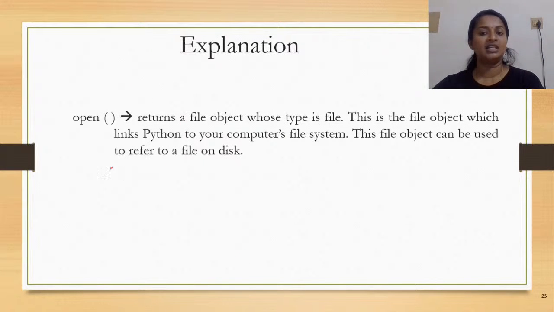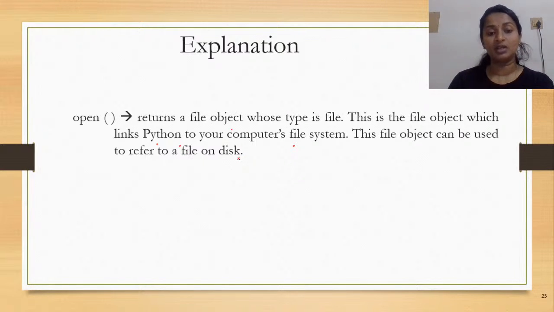So this is, in a nutshell, an explanation of the open function that we just learned. It returns a file object whose type is file. Now this is a file object which links Python to the computer's file system, nothing but where the file is being saved in the storage. This file object can be used to refer to a file on the disk. So whenever you want to refer to the file, the file will have a file pointer linking to it. Okay.